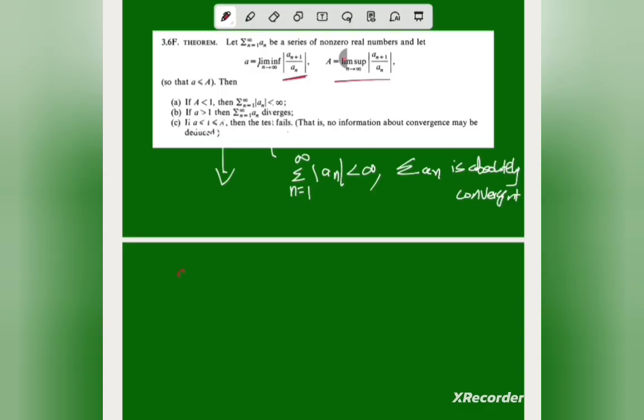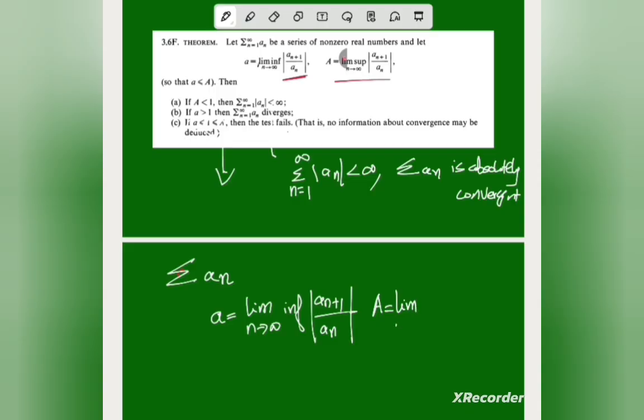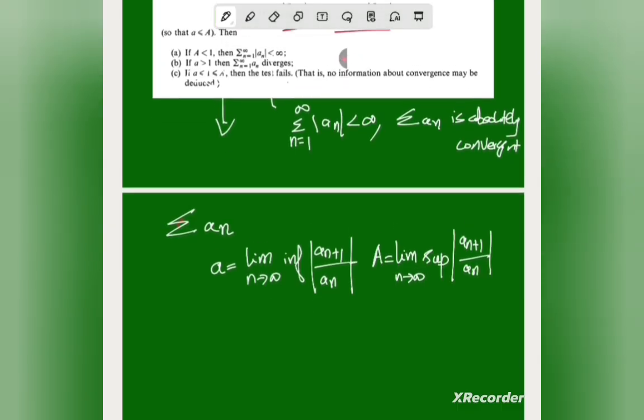It is given that you are taking a series of real numbers. Your series is summation a_n. For this a_n, we are calculating small a, which is given as the limit as n tends to infinity of the infimum of modulus of a_{n+1} by a_n. Another one is capital A equal to the limit as n tends to infinity of the supremum of modulus of a_{n+1} by a_n. So this is the capital value of A.